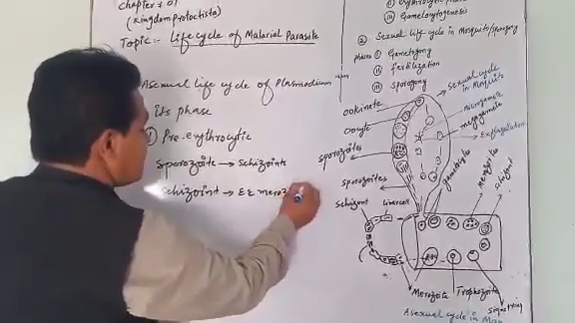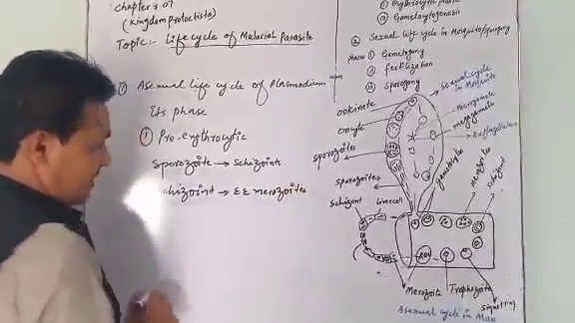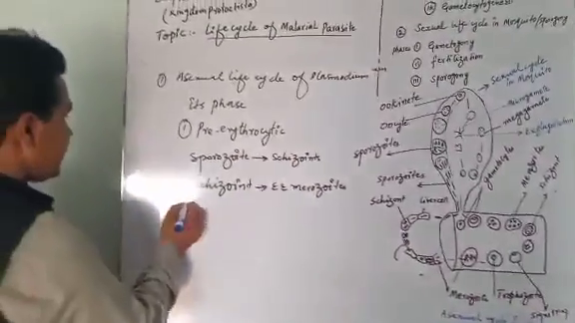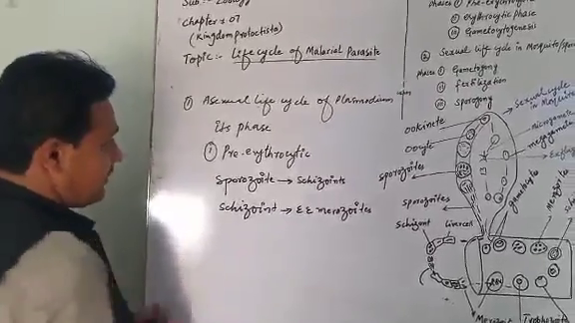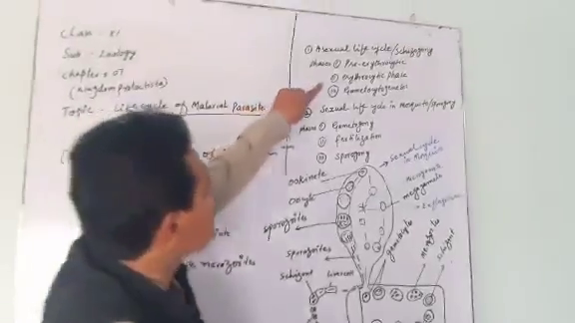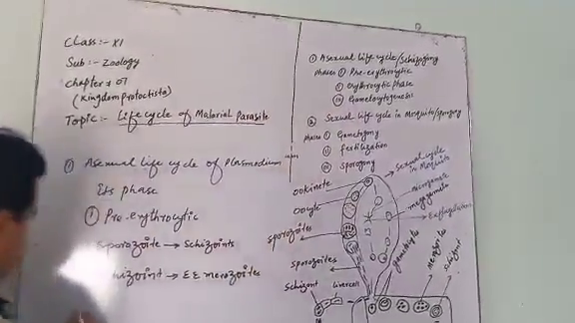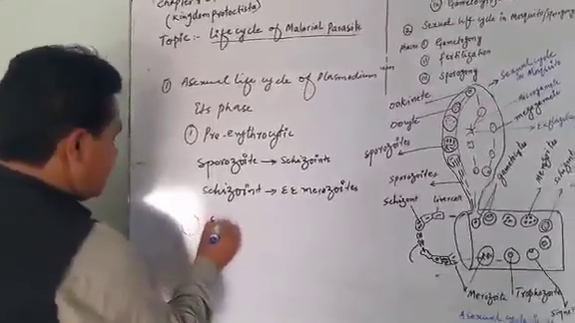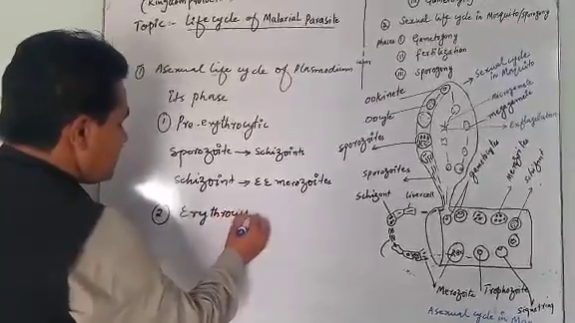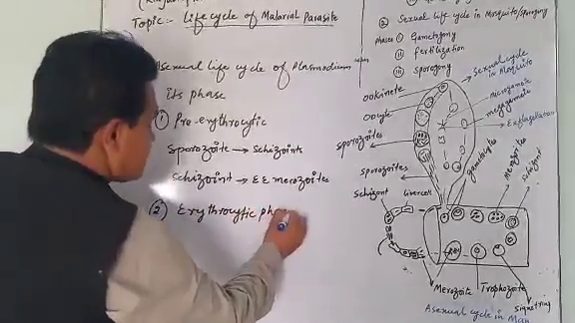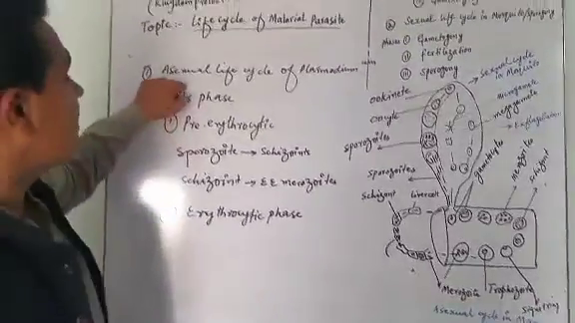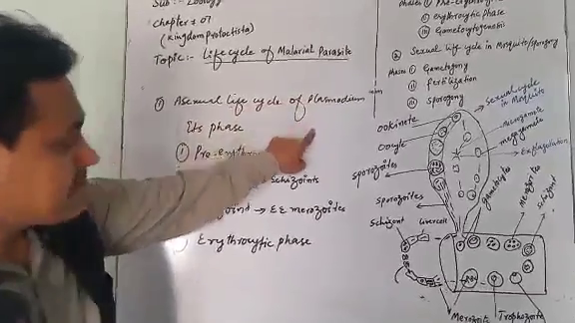Double E merozoites, they attack on the RBCs. When double E merozoite attack on RBC, now erythrocytic phase starts. Number 2, erythrocytic phase starts. What happens in erythrocytic phase of the asexual life cycle of Plasmodium?